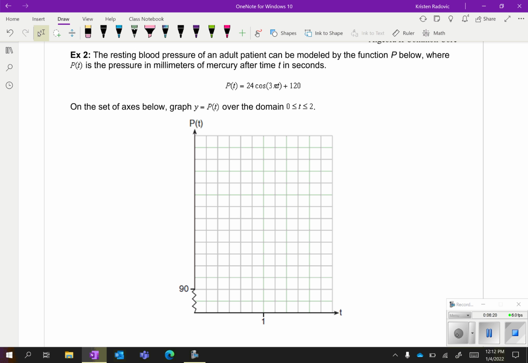real life examples. So in this case, we have the resting blood pressure of an adult patient can be modeled by the function P below, where P is the pressure in millimeters of mercury after time t in seconds. Now they're telling us to graph P of t over the domain from 0 to 2. So please make sure that you don't stop until you get to 2.